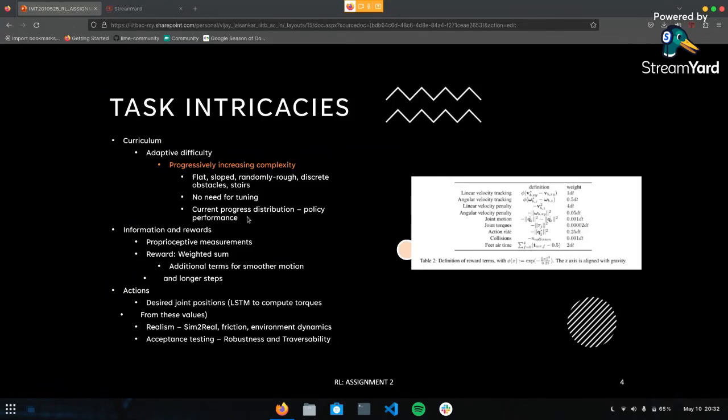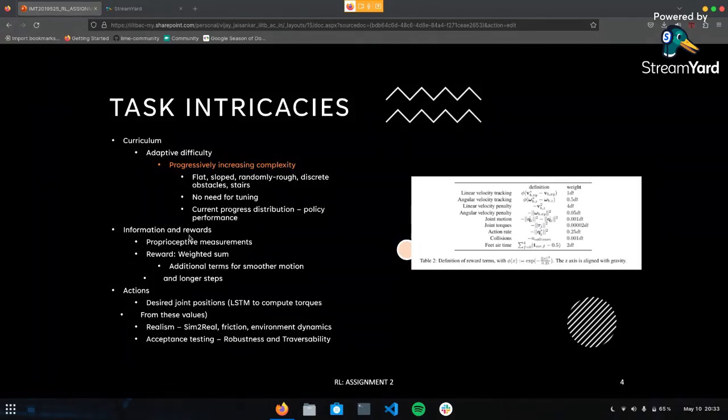And you have current progress distributions. That is, at one point of time, when you measure the state space, you can see certain robots are in the flat zone, for example, and certain robots are in the stair zone. So we can see the performance of the policy through this distribution. And this makes it very elegant because you do not need to hardcode that in.